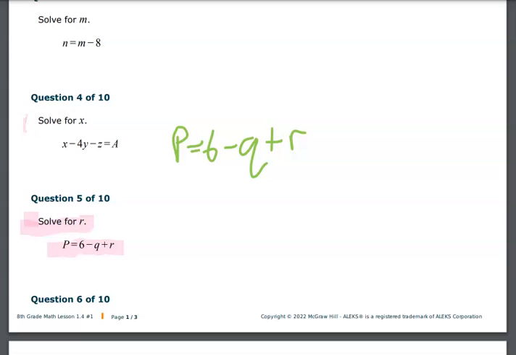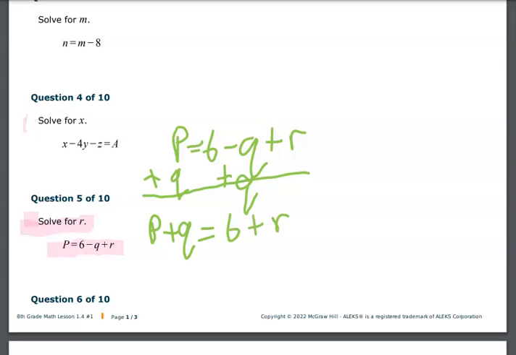Now I get to decide. I know that I have to move the 6 and the q. Those are the ones I have to get to this side. So how am I going to do that? I am going to first add q. That means I have to add q to this side. Now the reason why I added q is because that's a minus q. So I do the opposite. So I get p plus q equals, no, it's not. Made a mistake. Equals 6 plus r. There you go.